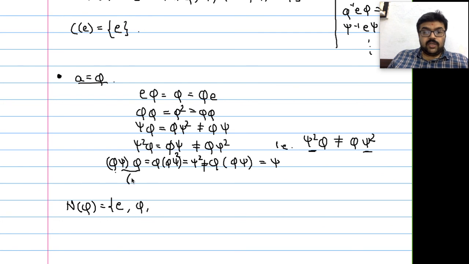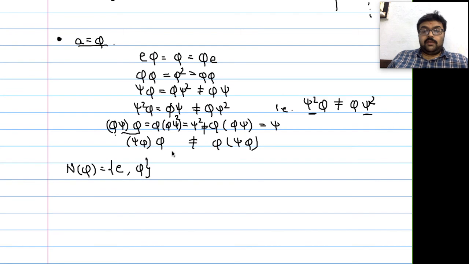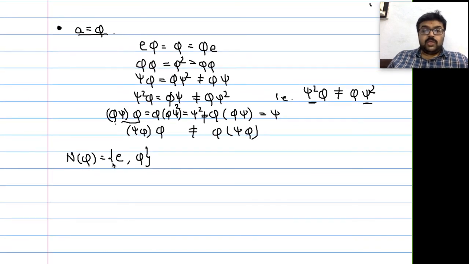Similarly, you can check that psi phi also does not commute with phi. So N of phi is only two elements. So N of phi we have computed. Only two elements commute with phi. One is identity, another is phi. No other element of this. The other four elements don't commute with phi. So there are only two elements.